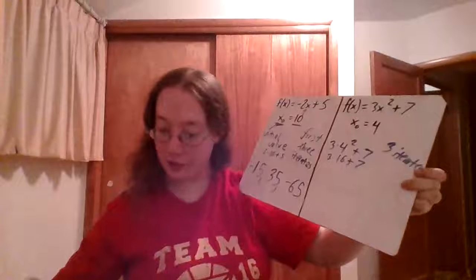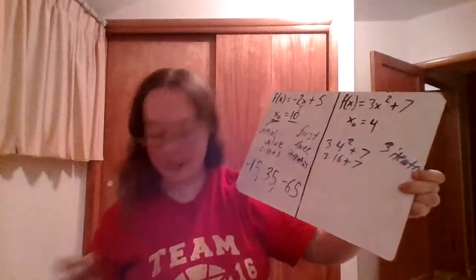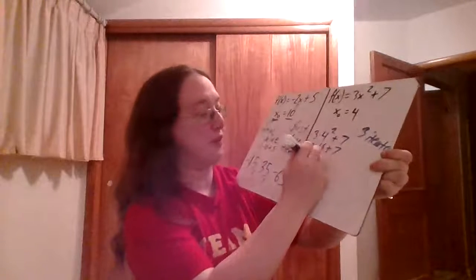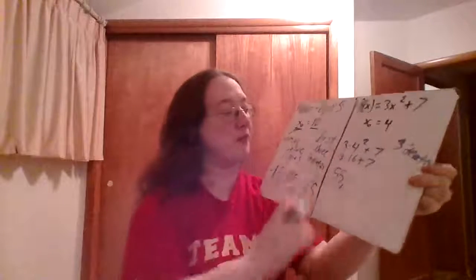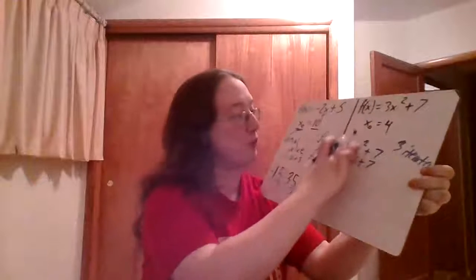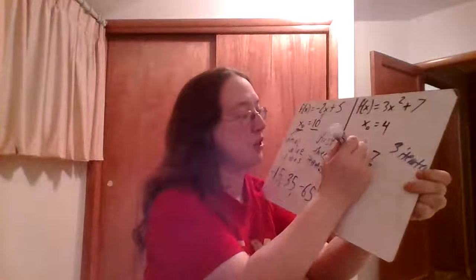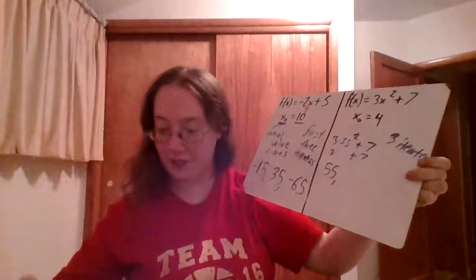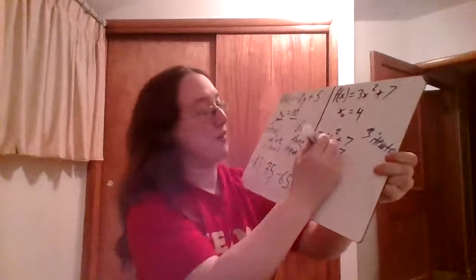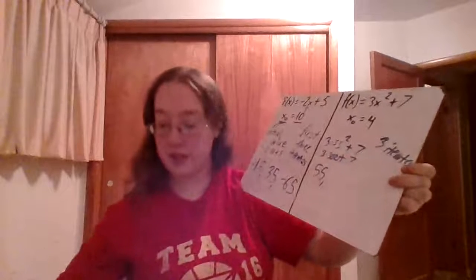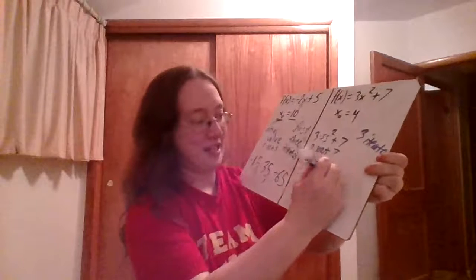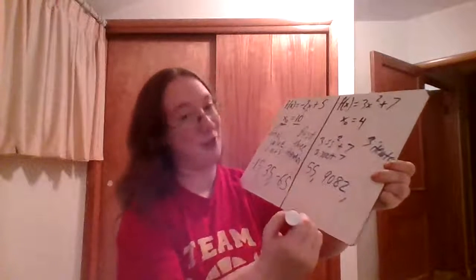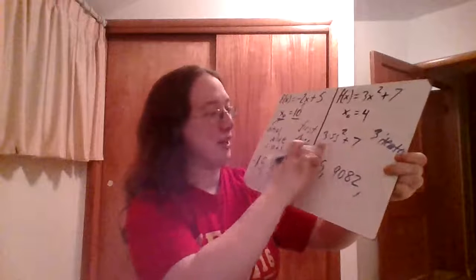3 times 16 is 48. 48 plus 7 gives you 55. So that's actually the first term. Now we're going to do the same thing, but replacing that 4 with a 55. And you may notice these get big pretty quick, because 55 squared is 3,025. Times 3 plus 7 gives you 9,082. So good thing we only wanted the first 3, because this is going to get pretty big.